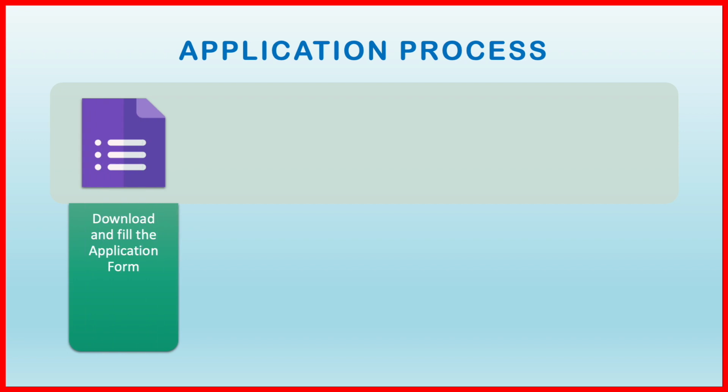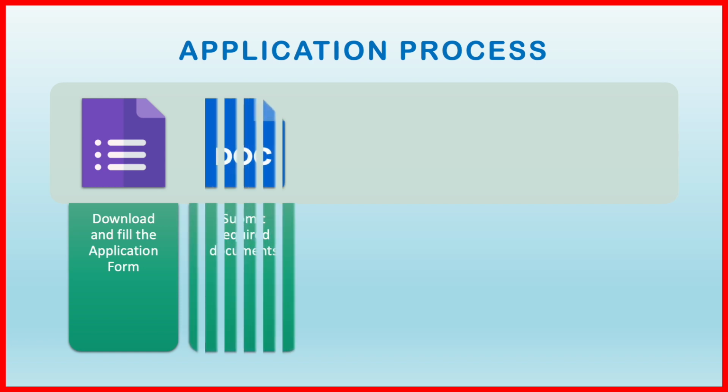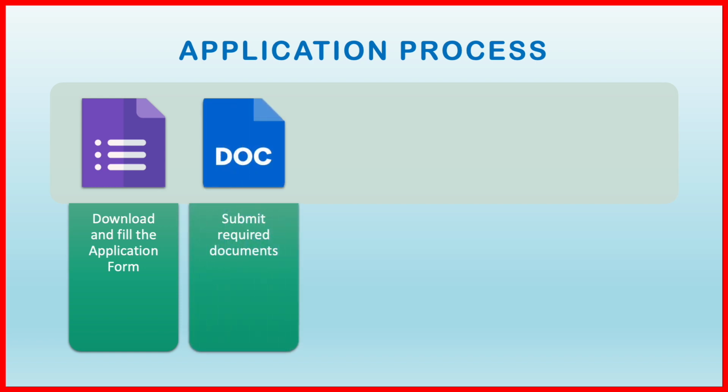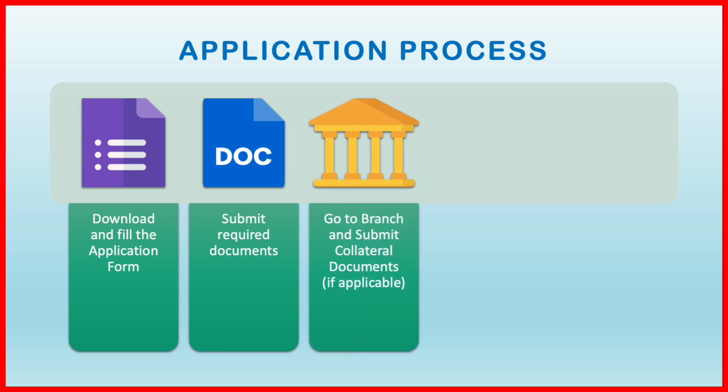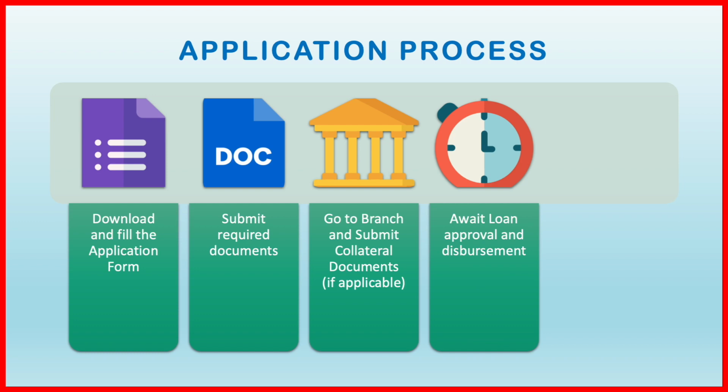Now we will understand the application process from Union Bank of India. First, the student has to download the application form from their website and complete the form. Then, along with this form, he has to submit the required documents in the nearest branch. If collateral is applicable, then he has to submit the collateral documents as well. Now, the credit team of Union Bank of India will work on your file, and if your file is suitable, then they will sanction the loan.